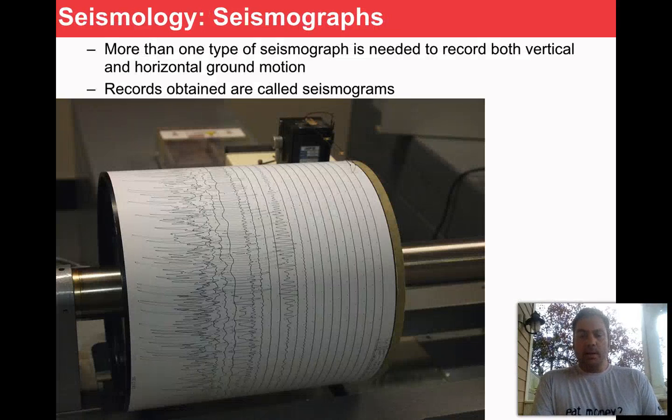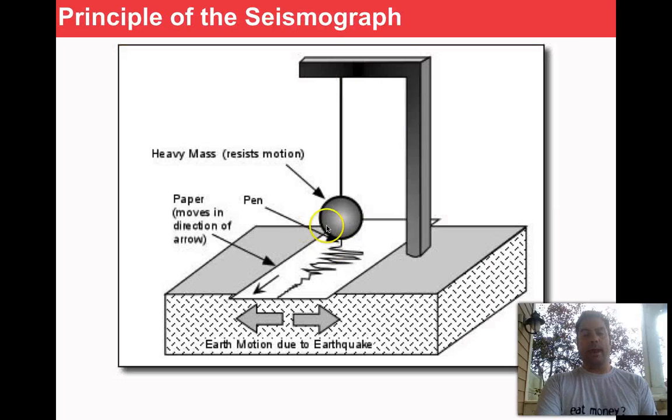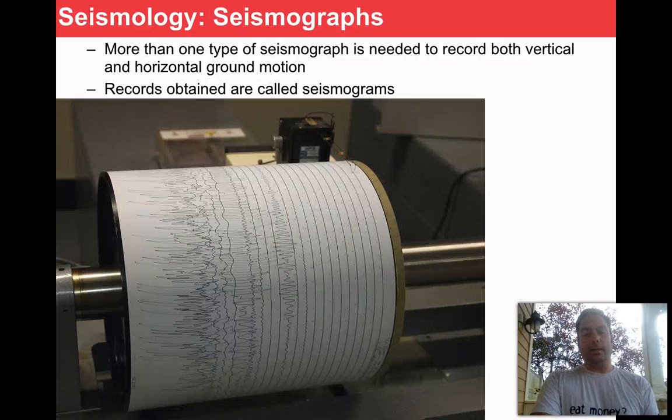Today, we need to recognize that more than one type of seismograph is needed to record both vertical and horizontal ground motion. So today we not only have it going this way, side to side, but we also have them on its side so we can recognize the up and down motion also. And we record both of those data lines. And these records that are obtained, we call them seismograms. We record them and we archive them for long periods of time.